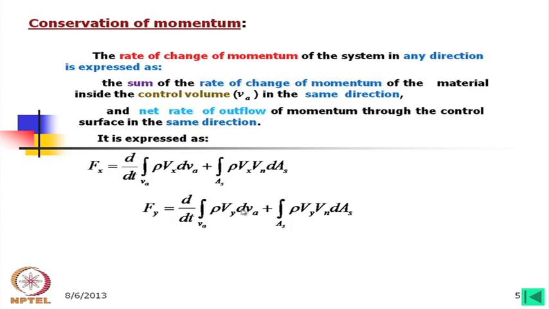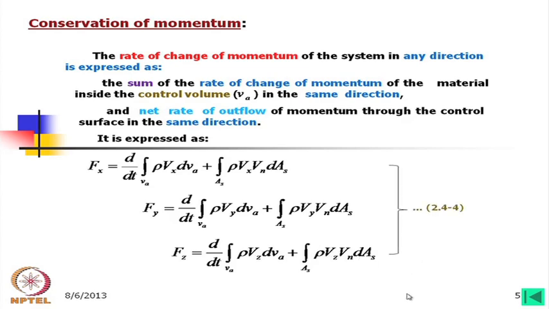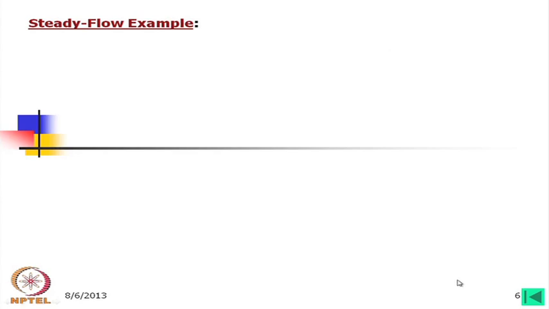It will be similar in the y direction. As you look into these equations, the expression is the same, with velocity in y direction here, and here also we consider the velocity in y direction. Similarly, in z direction, we consider velocity Vz here and also here. For steady flow, the first term of the right hand side is 0. If it is a steady flow, then there will be no change in this, whereas there may be change in this surface area, and accordingly these equations will be reduced. Now, steady flow example.